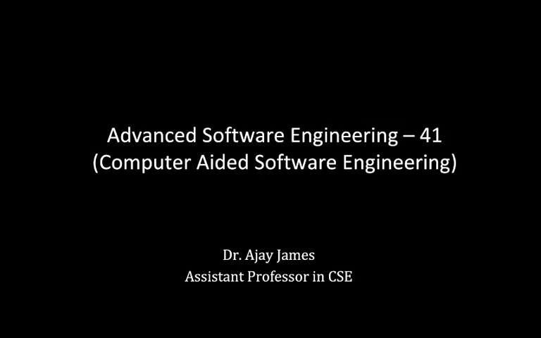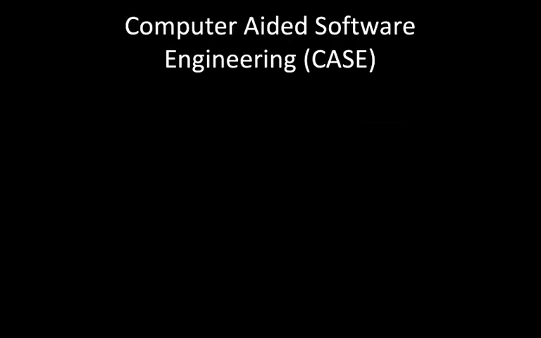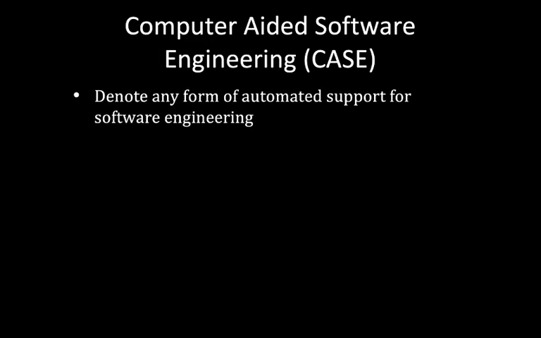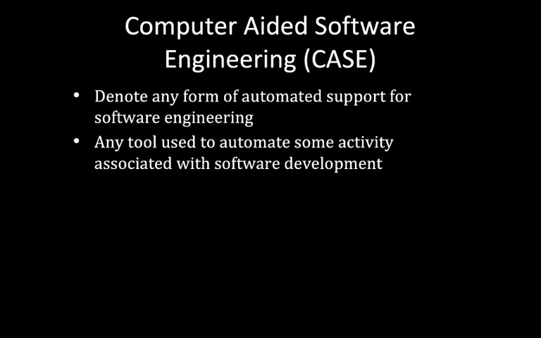Hello all. In this lecture we will see about CASE or computer aided software engineering tools. Computer aided software engineering is a generic term used to denote any form of automated support for software engineering. So it can be any tool that is used to automate some activity that is associated with software development.